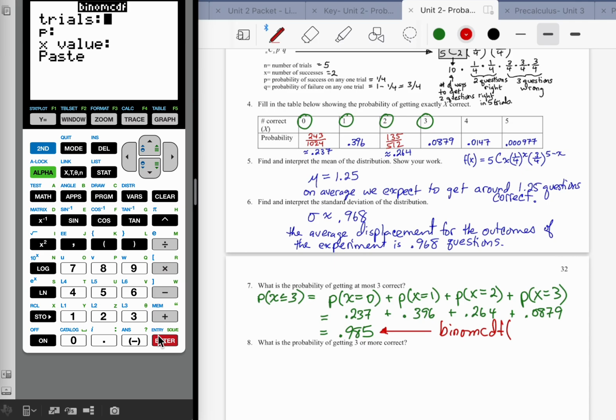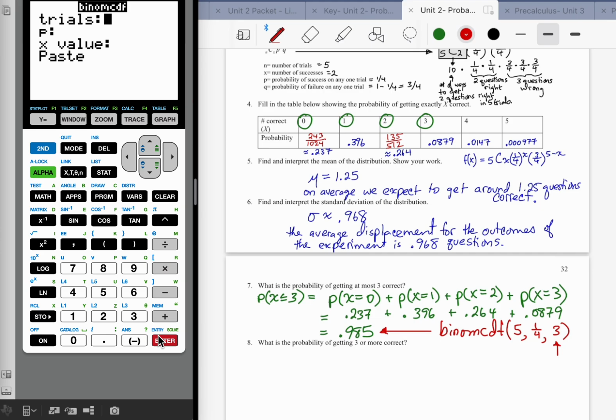well, we still have the 5 questions. The probability of success was a 1 in 4. Now that X value here represents the most number of successes. All right, so I'd put a 3 here. That X value for Binomial CDF is the most number of successes that you'd be interested in over an interval.